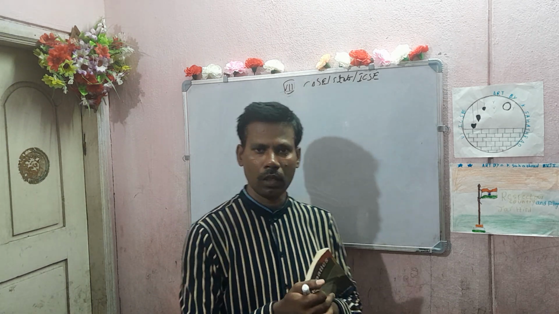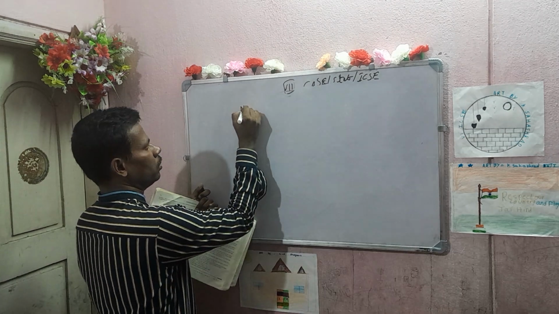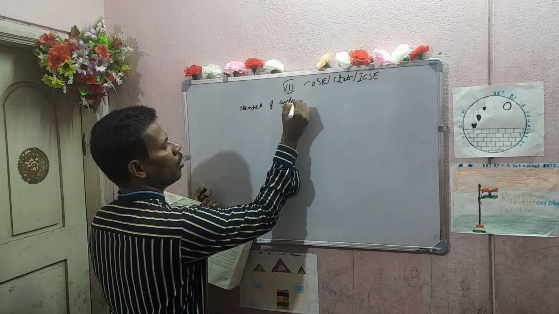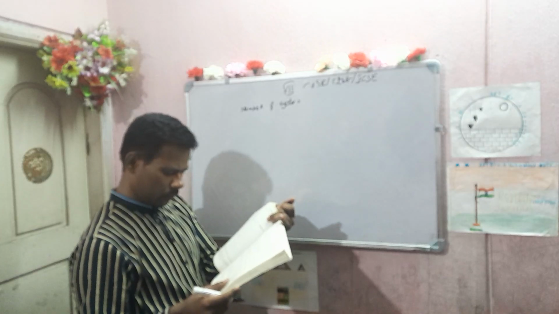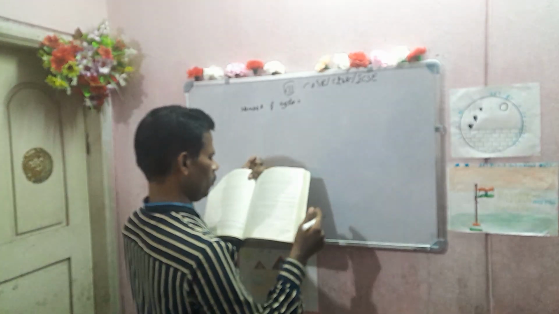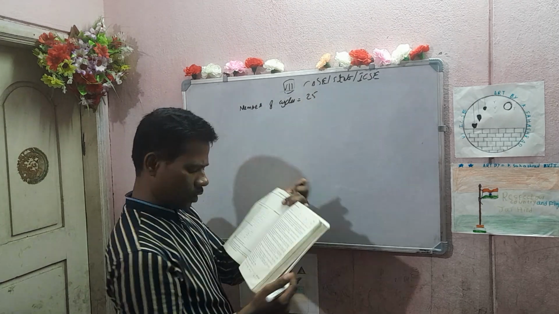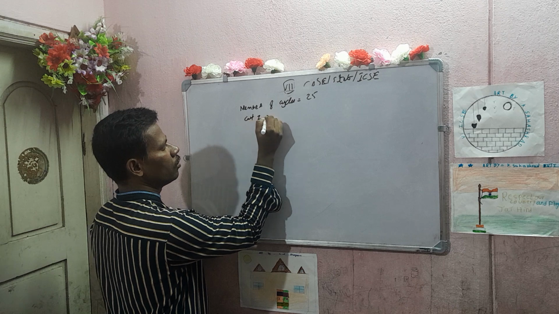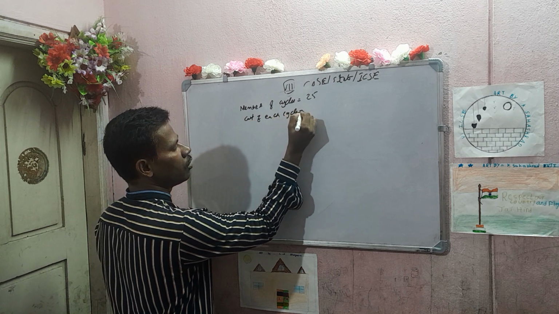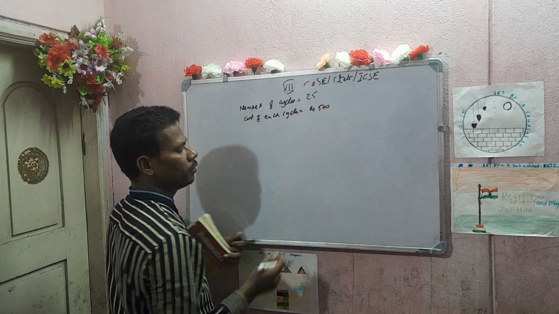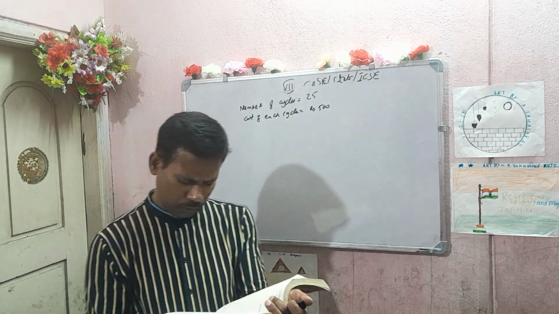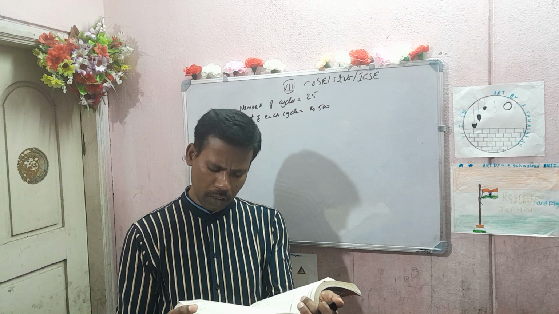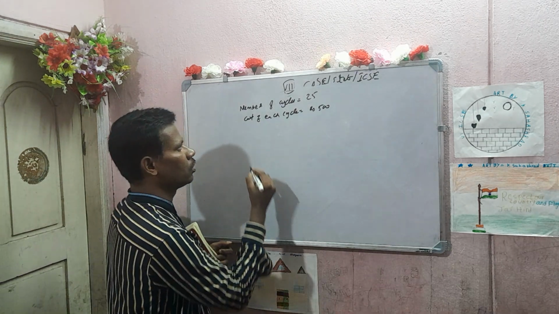So, number of cycles. How many cycles are there? 25. What is the cost of each cycle? Rupees 500. Now, how many cycles will he be able to purchase if each cycle costs rupees 125 more?